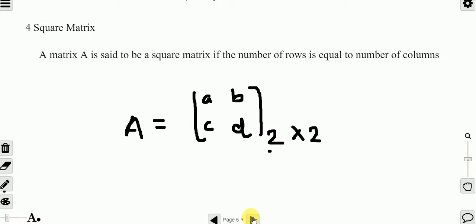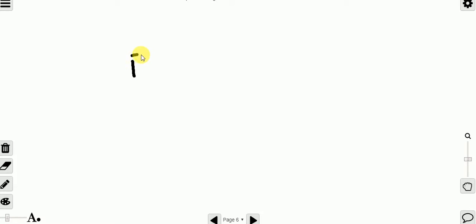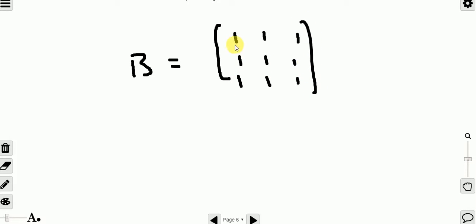Let us just take one more example. B is equal to a matrix of all 1s, three by three. Okay, so how many rows? 1, 2, 3. 3 rows. And how many columns? 1, 2, 3. 3 columns. So the number of rows is equal to the number of columns, hence this is a square matrix. Okay, let's just move to our next type of matrix.